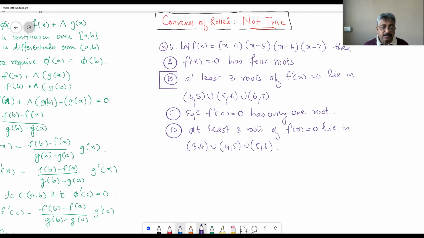Question 6. Sir, we can draw the sign scheme for the f of x function and then also we can directly get the answer without using Rolle's theorem. Yes, correct, but you have just learned this, so we will use it a bit.